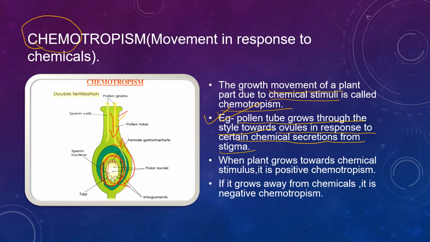When the plant grows towards a chemical stimulus, it is called positive chemotropism, and if it is growing away from the chemicals, it is called negative chemotropism. So when the plant is growing towards the chemical, it is called positive chemotropism, and when it is going away from the chemical, it is called negative chemotropism.